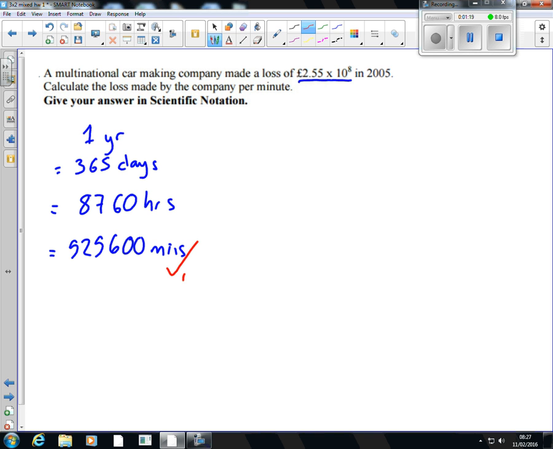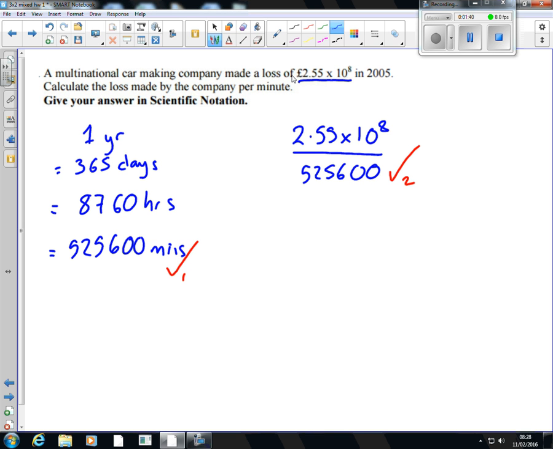So that's your first mark, for knowing how many minutes are in the year. Your second mark is for then dividing that loss. If that's for a whole year, we want to know for a minute, we need to divide it up into that amount of minutes. If they've got a sum like that, that's your second mark.